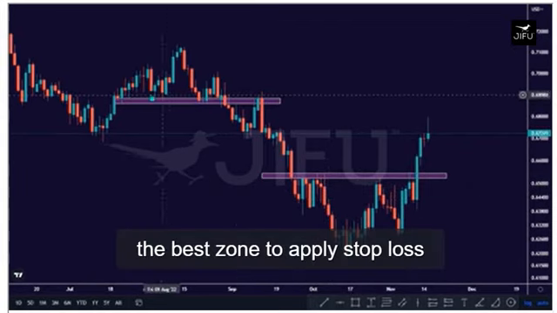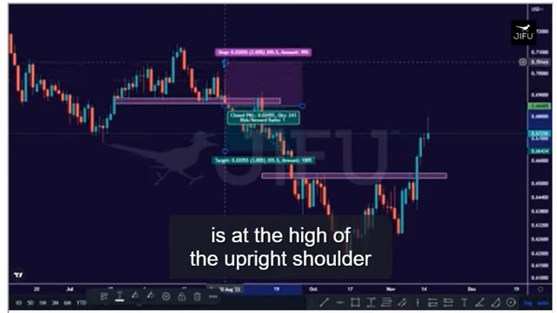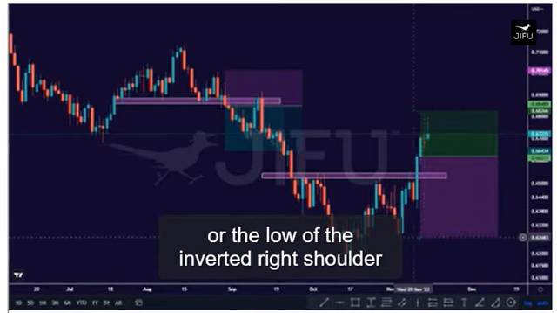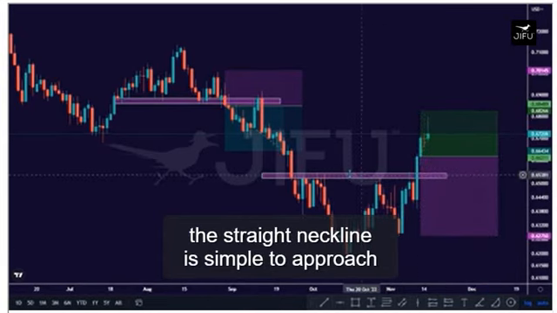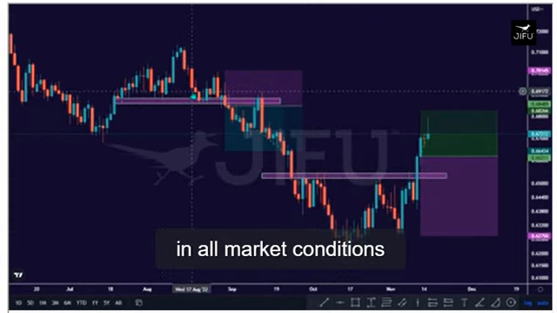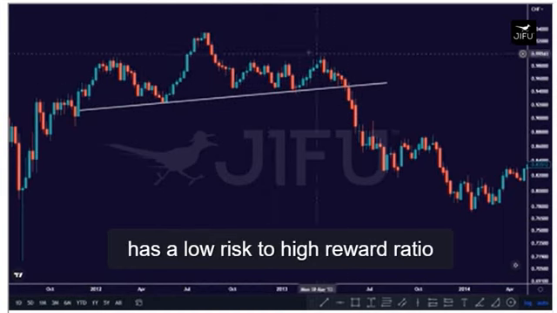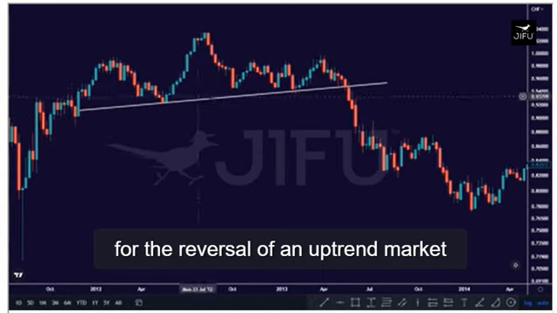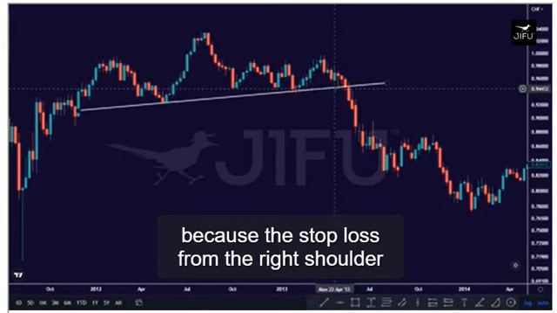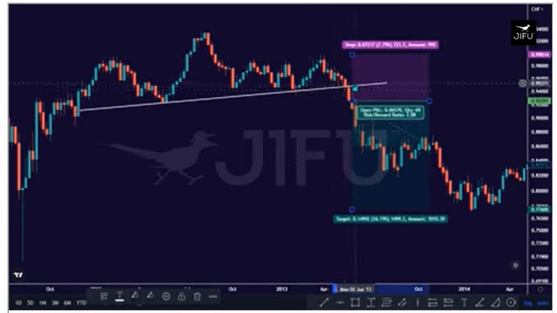The best zone to apply stop loss whenever planning to trade the head and shoulders chart pattern is at the high of the upright right shoulder or the low of the inverted right shoulder. The straight neckline is simple to approach and has a good risk-to-reward ratio in all market conditions. The upright ascending neckline has a low risk to high reward ratio for the reversal of an uptrend market into a downtrend market because the stop loss from the right shoulder is not far from the neckline support breakout zone.